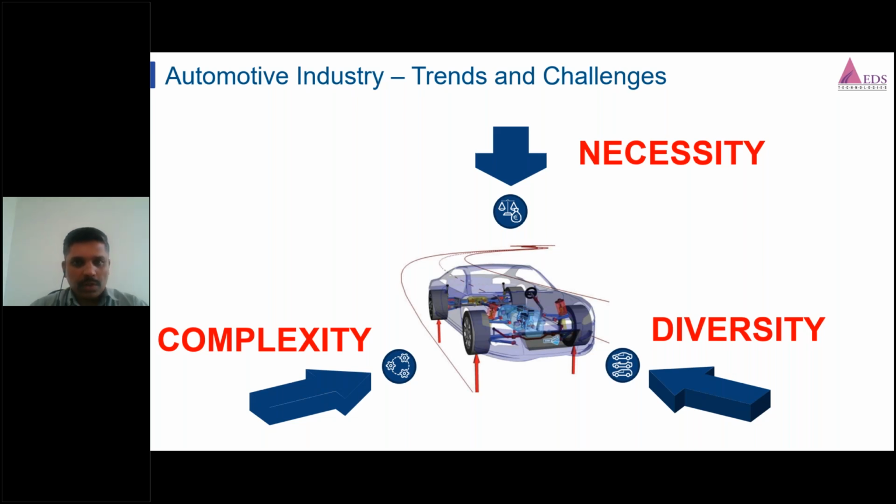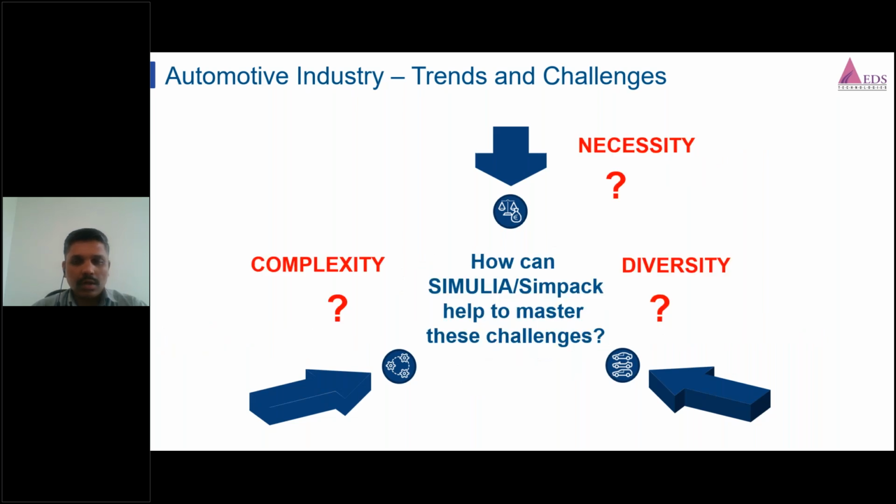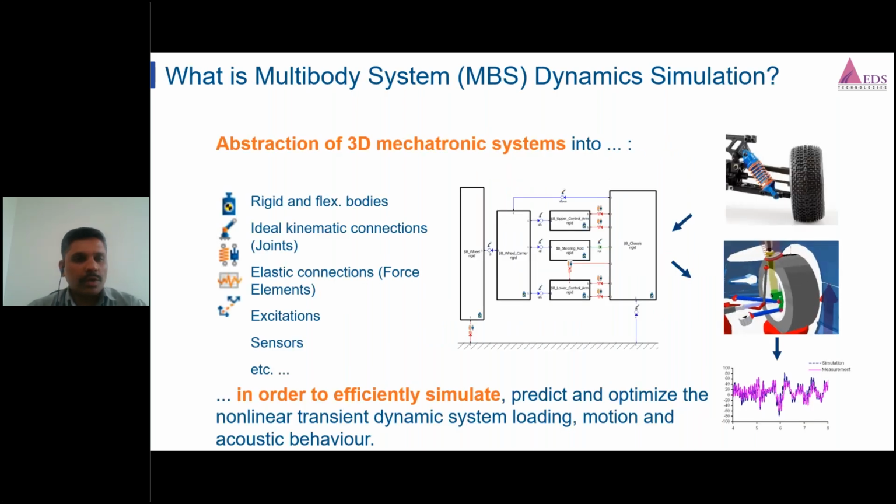So these are the top three challenges. How can Simulia Simpack help to master these challenges? I will answer this question in later slides. Before moving to the benefits of Simpack, I will just introduce what Simpack is and what its application areas are.